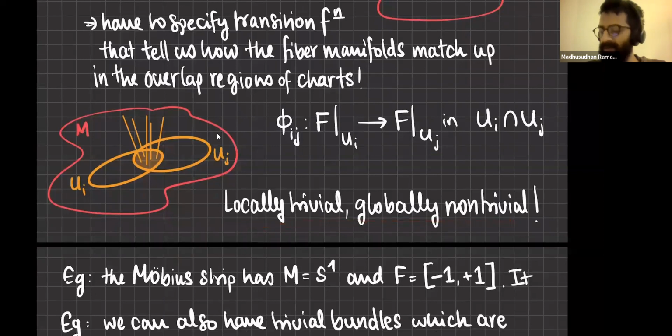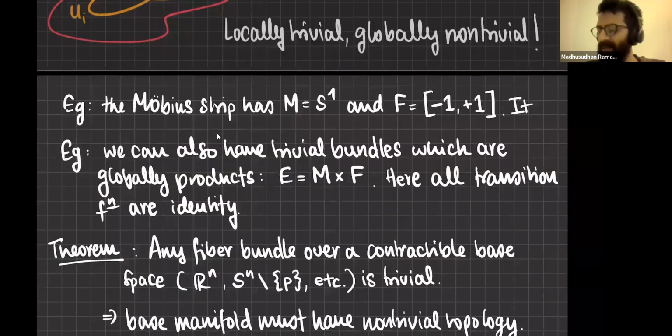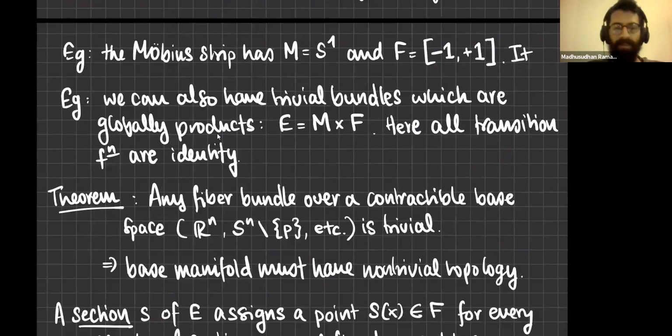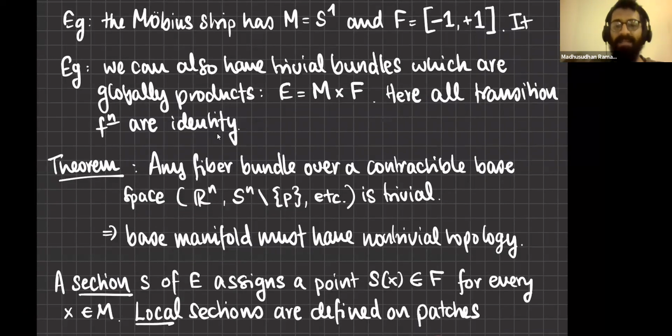Locally trivial, globally non-trivial. And we have this theorem we saw last time, which we'll prove today, that any fiber bundle over a contractible base, such as R^n or S^n after you've removed a point, is trivial. Okay, so you basically need a non-trivial base, and when I say non-trivial base, I mean a base manifold with a non-trivial topology, in order to have a non-trivial fiber bundle. Incidentally, when I say a trivial fiber bundle, what I mean is just that globally it is just a product. Okay, and all of the transition functions are just identity.